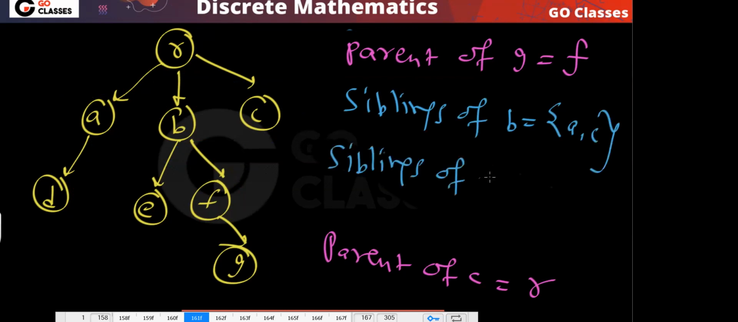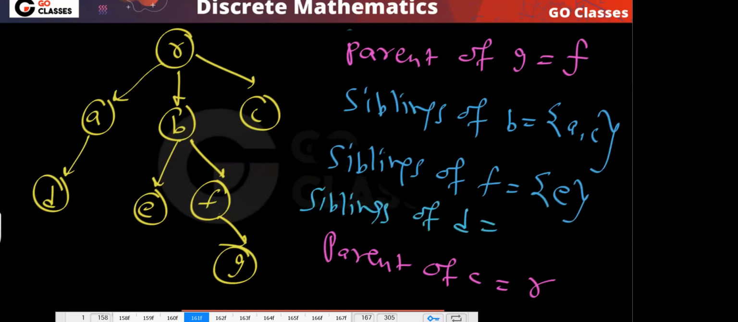What are the siblings of F? E is the sibling of F, because they have a common parent. What are the siblings of D? None. There is no sibling of D. Clear? So these are the terminology.